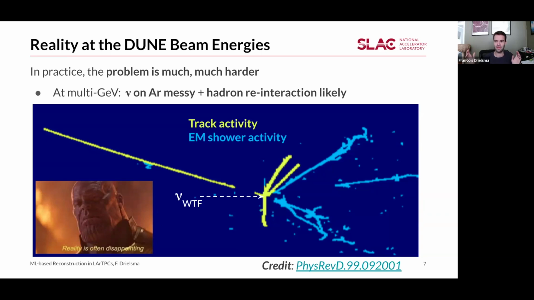There's a bunch of different things coming out of the vertex, and it's very difficult to tell by just looking at this image whether or not it's an electron neutrino or muon neutrino, because there's a lot of shower activity, there's a lot of track activity, and distinguishing between what is a muon track versus other types of track and what is an electron shower versus other types of shower is going to be crucial.